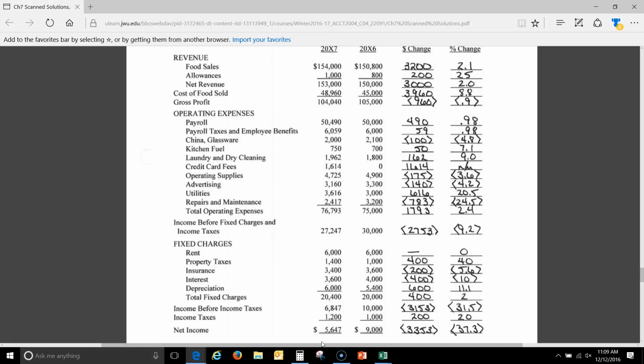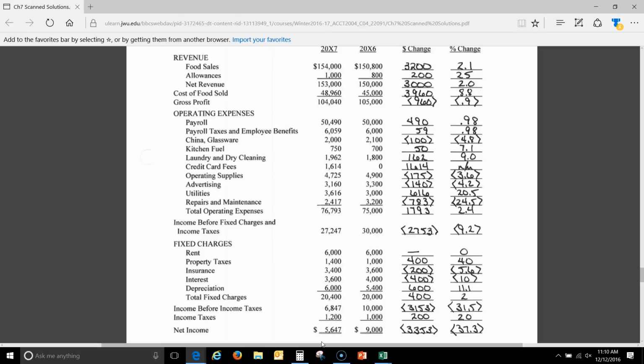Dropping down to the operating expense section, any of those pop out at you? I would say at least 2, maybe 3 of those ought to pop out at you. Operating expenses, this section right here. I would say repairs and maintenance first.